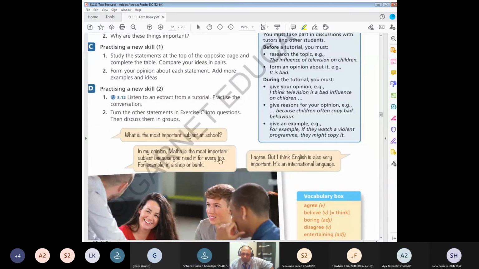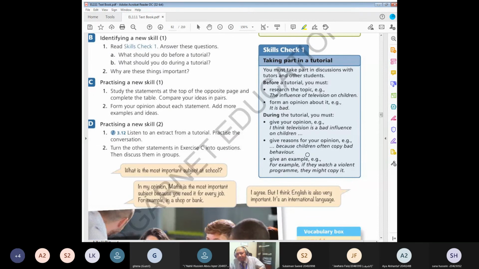Okay, doctor. So this is how people participate in a tutorial. There are things that they have to do before, and things that they have to do during the tutorial. Before the tutorial, they do research about the topic ahead. During the tutorial, they would give their opinion backed up with reasons for the opinion, and they would also give examples in order to illustrate it and make sure that they are understood correctly. I'm sorry.